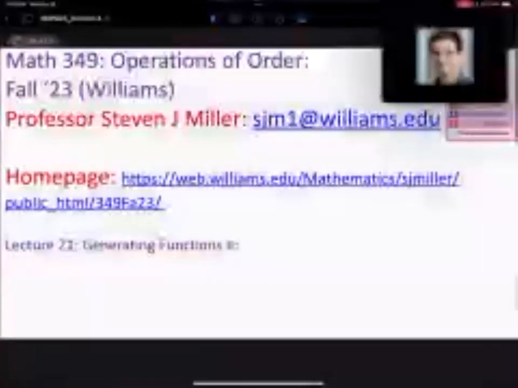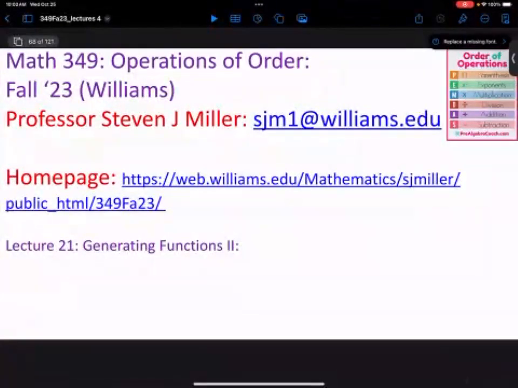Okay, so welcome to Math 349 Operations of Order. What I want to do today is continue talking about generating functions. Last time we were looking at trying to count how many paths you could have on a grid going from bottom left to top right.